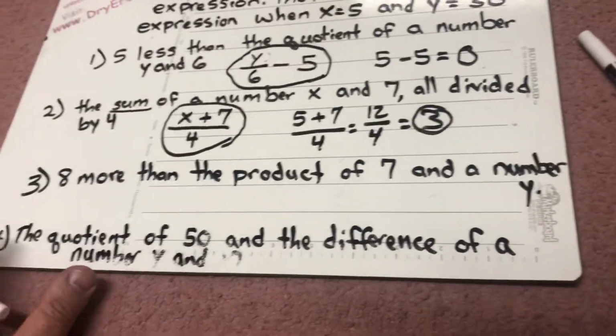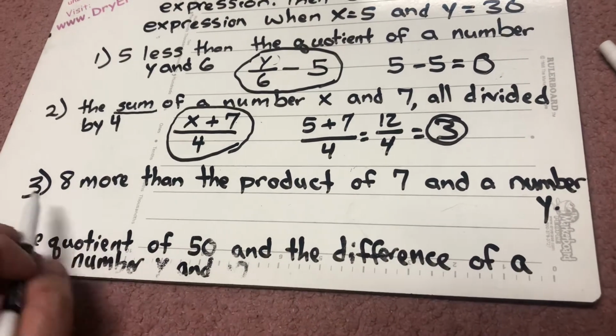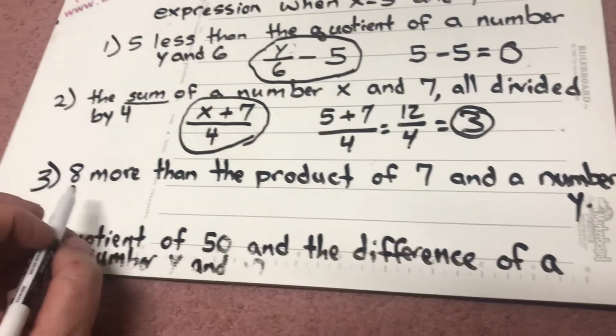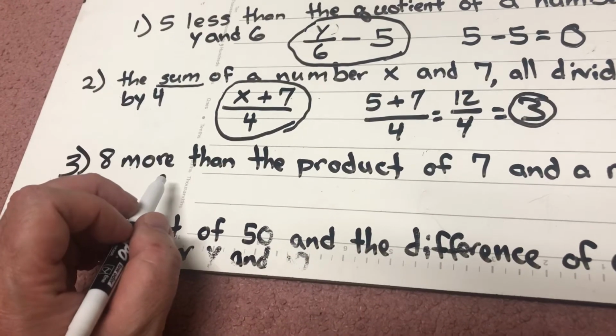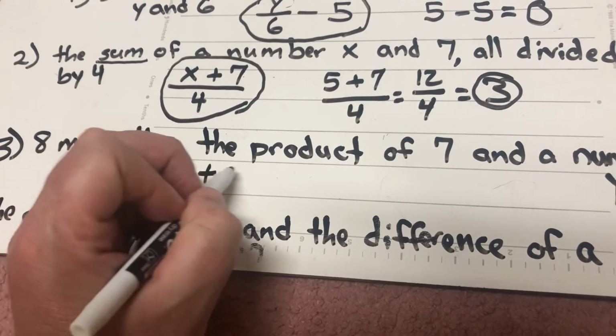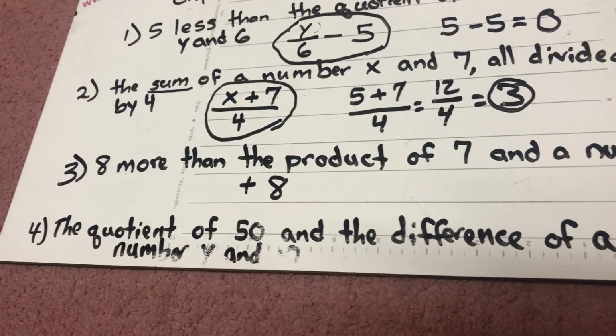All right, next one. 8 more than the product of 7 and a number y. Well, whenever it says 8 more, and I want to figure out what 8 more than something is, I know that I'm adding 8.